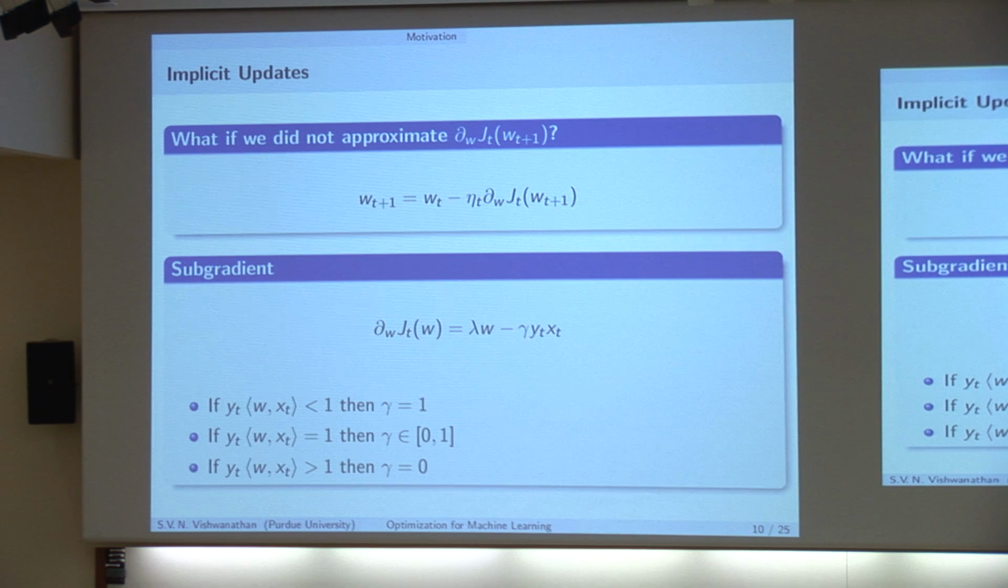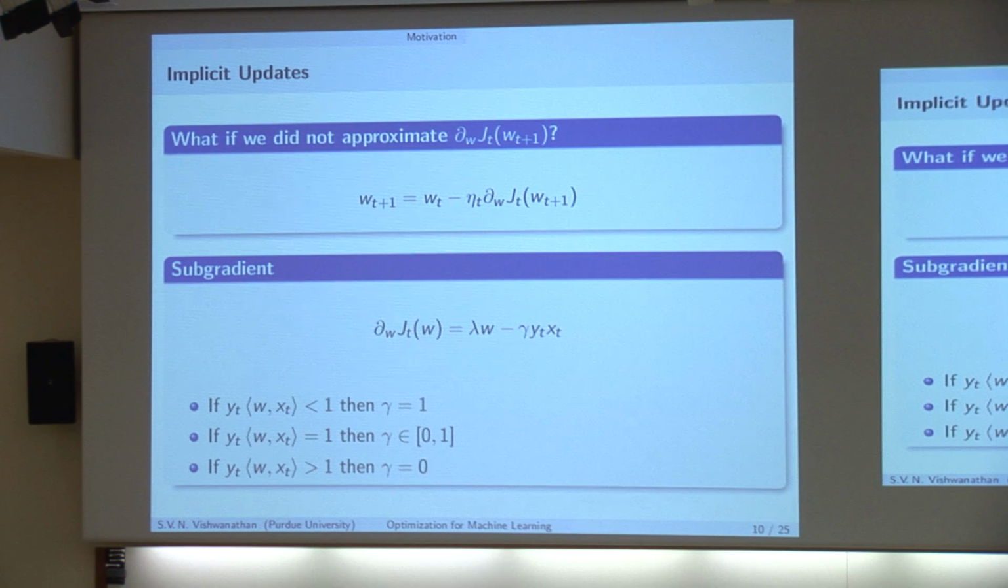Let us write the subgradient of that beast that we are trying to optimize in a slightly more compact way. The subgradient is lambda w minus some gamma times yt, and I introduce this gamma. If your point is very well classified, then gamma is 0. If your point is in margin error, then gamma is 1. And if it is exactly equal to 1, if you are at the kink of the hinge, then gamma is between 0 and 1. You can verify this.